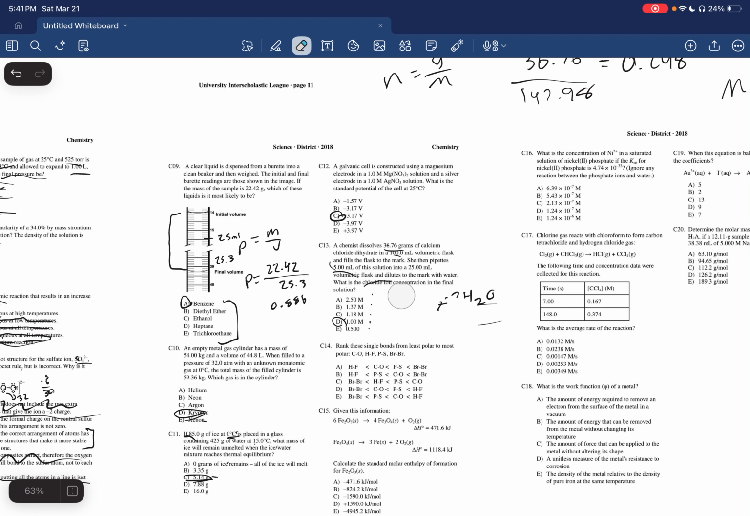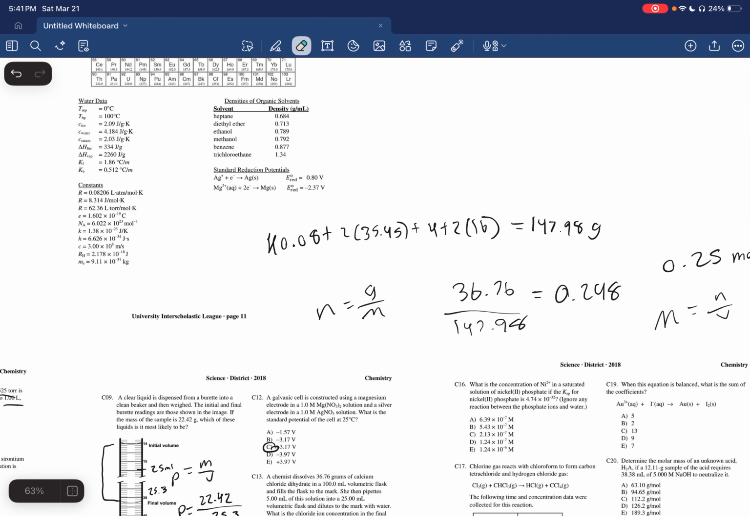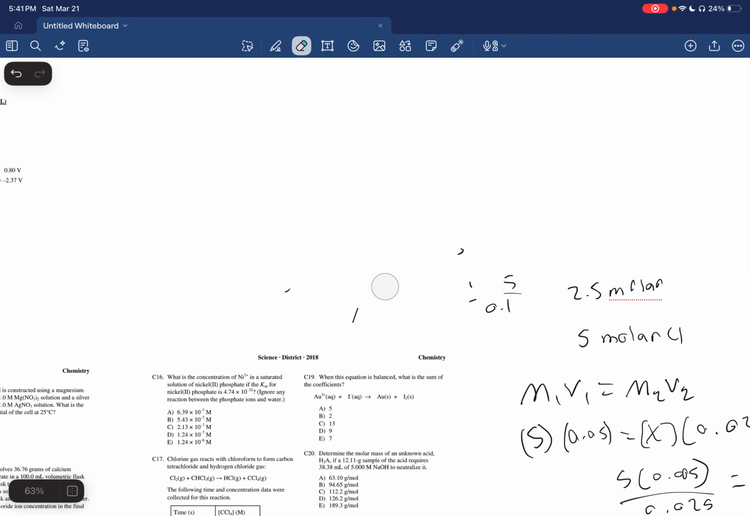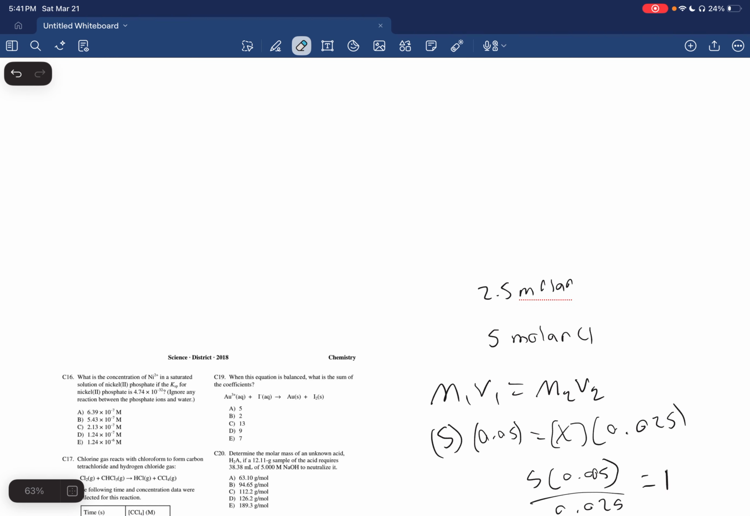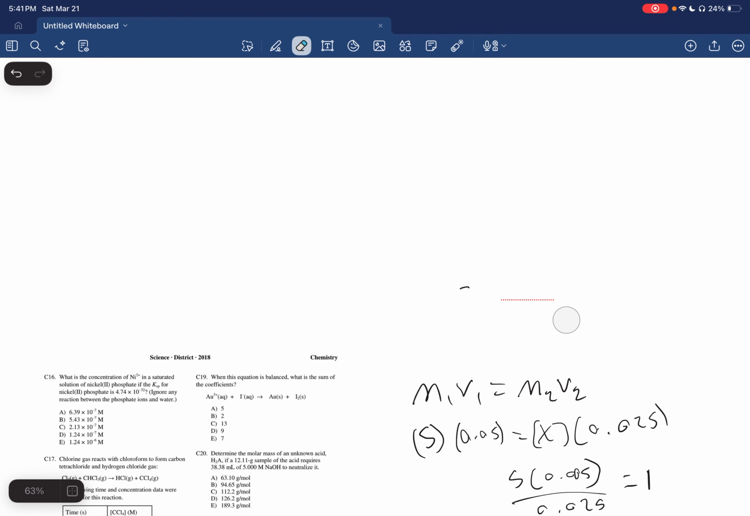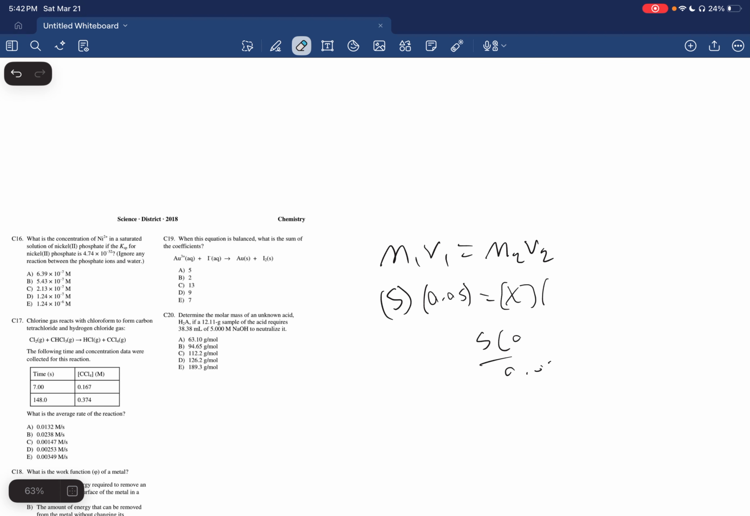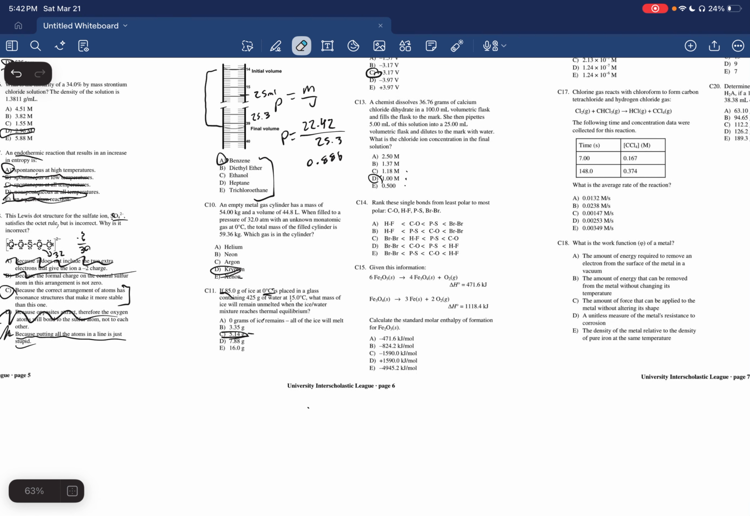Okay, so again, this question's kind of scary because there's a lot of stuff it's giving you, but as long as you know the process, again, it's not that bad. This is the M1 V1 equals M2 V2. That's another formula you probably should know. It's using a bunch of dilution problems, but moving on.